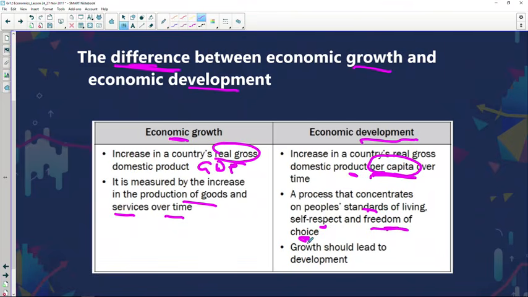So growth should lead to development. So you first need to have the growth, and then when you have the economic growth happening, that would lead to economic development. So you can't have the development if you haven't achieved the growth itself, making sure that you increase the production activities that happen in a country.